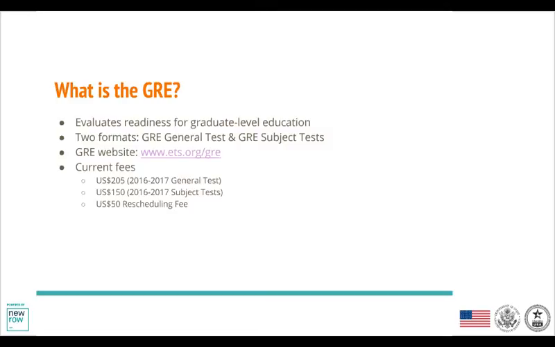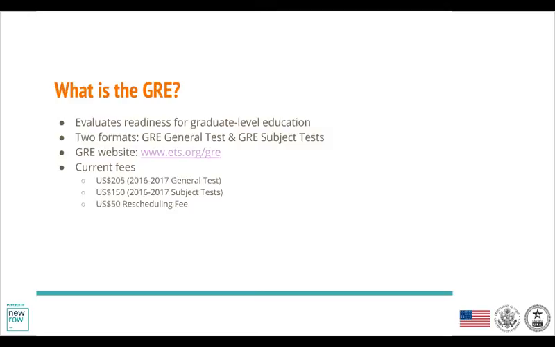There's two formats for the Graduate Record Exam. There's what we call the GRE general test, which is what most graduate students end up taking as part of their admissions process. And then there's the GRE subject matter tests. And those subject tests might be required by certain graduate programs for admission to their particular discipline. Those subject tests include biology, biochemistry, psychology, chemistry, mathematics, English literature, and physics.